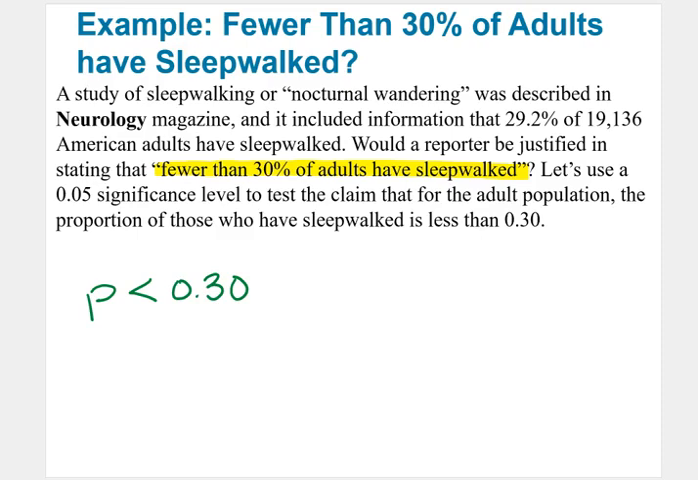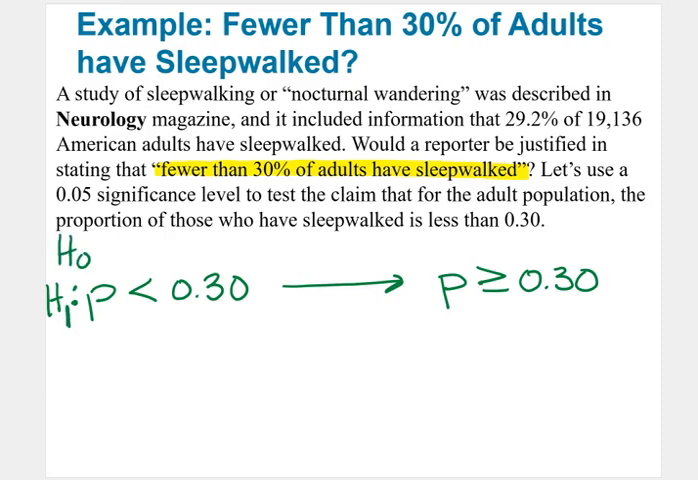Step number 2 is to write the opposite of that claim. So the opposite of that claim would be that p is greater than or equal to 0.30. All right, step number 3. Because our original claim doesn't have the equality sign, I know that that is my alternate hypothesis. So my null hypothesis has to be that p is equal to 0.30. Remember, the null is always going to have the equal sign. So this is my claim right here. My claim is going to be the alternate hypothesis.